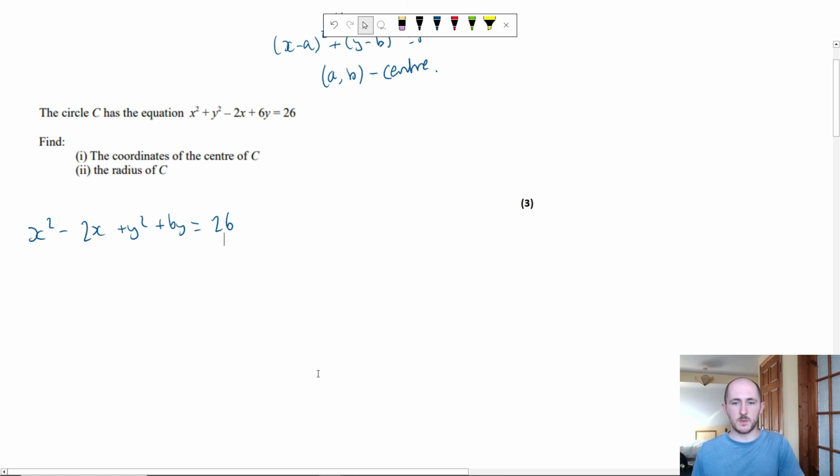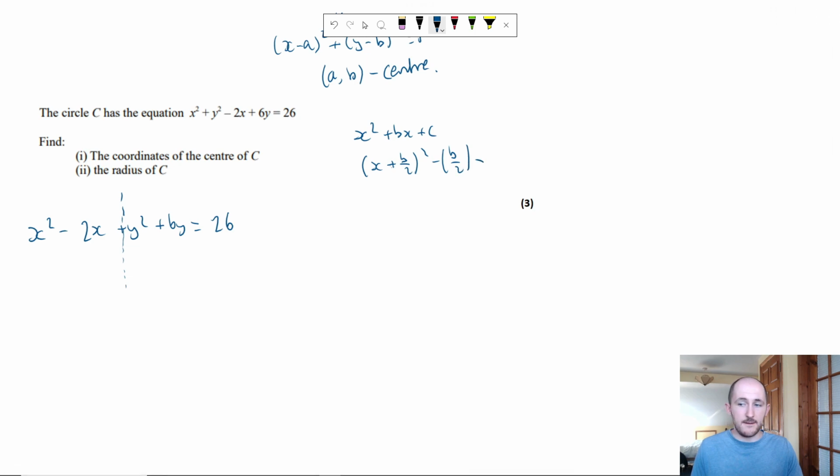And what we're going to do is completing the square for the x's and completing the square for the y's separately. So it's almost like I'm going to split this down the middle, and then join it again afterwards. So for completing the square, what is that? Well, if you have an equation that looks like this, then completing the square is simply plus b over 2 squared minus b over 2 squared, and then if you have a c, the c goes on the end as well. In this case we won't have a c.